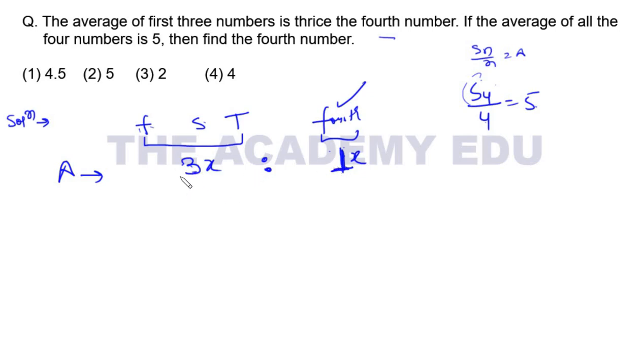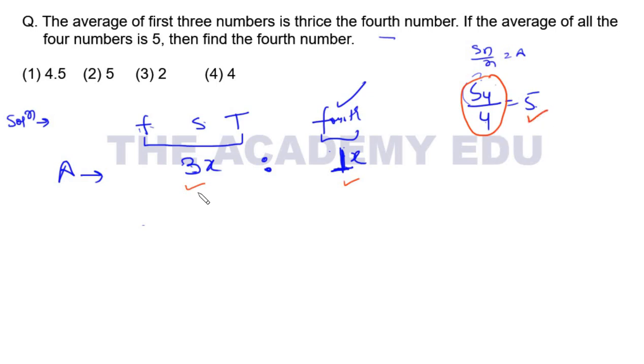Okay. Now, dear students, here we have the average of the first 3 numbers, which is 3x, the average of the fourth number is 1x, and we know the average of all the 4 numbers is 5.